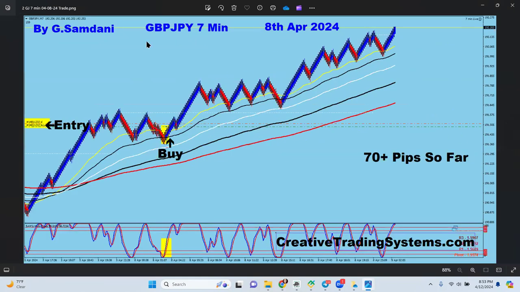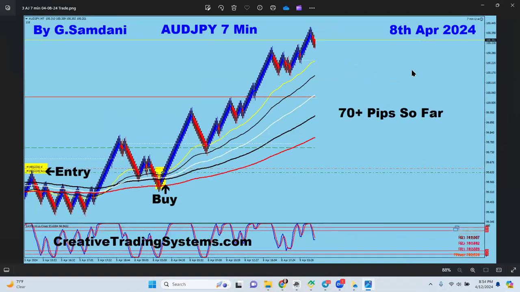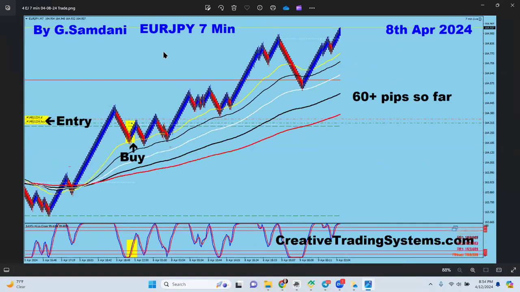Then this is pound yen to the upside for 70 pip. Yen was getting weaker, and this week as well. So you're gonna see a lot of yen pairs all to the long side because yen is getting weaker. All yen pairs going up, right? So on the 8th, this is pound yen. This is Aussie yen to the upside for 70 pip on the 8th. This is euro yen. Like I said, all yen pairs flying.